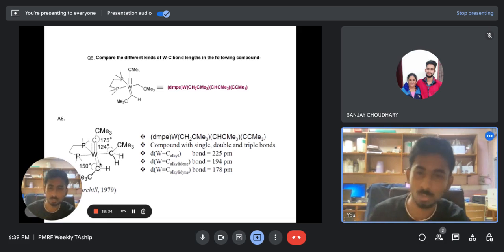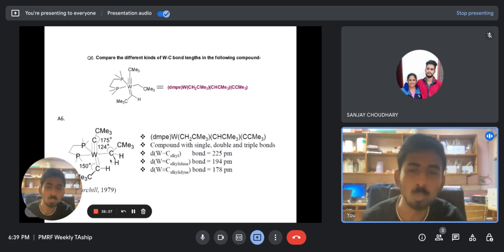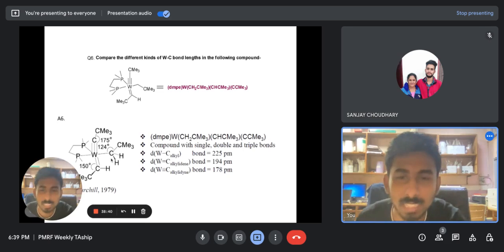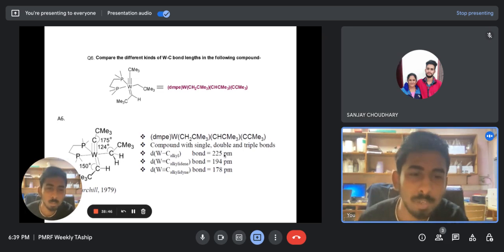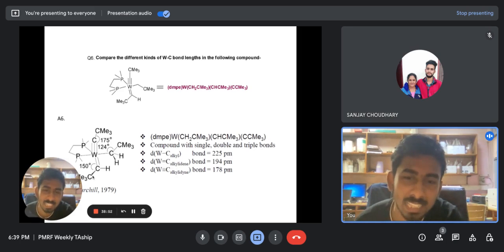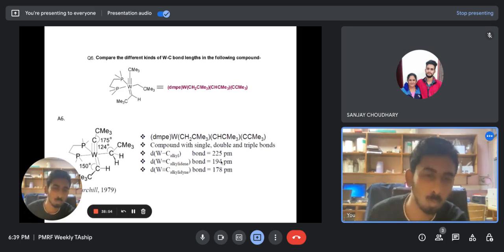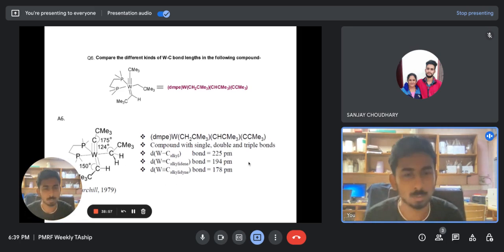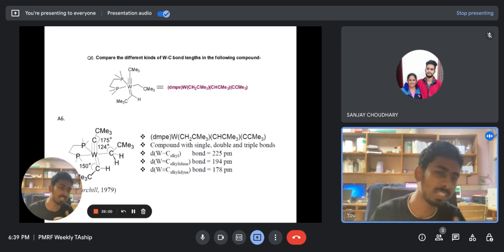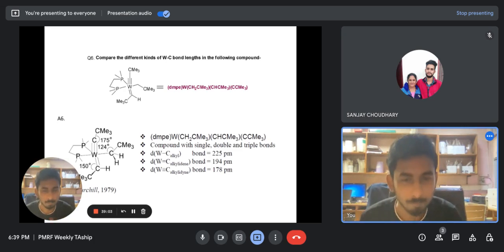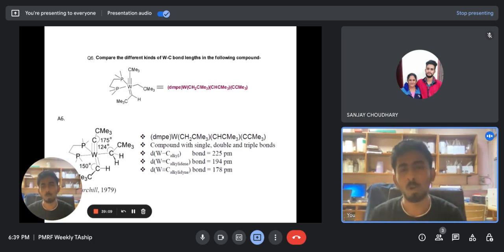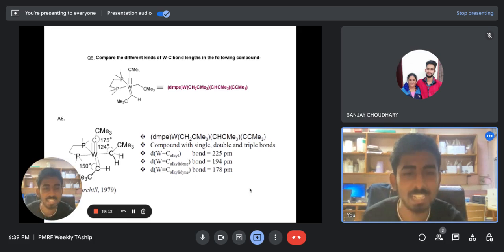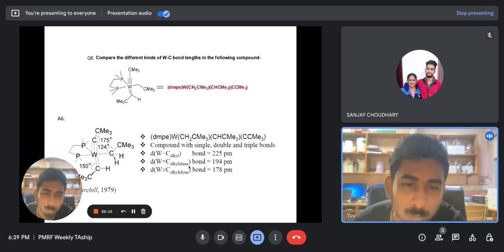In this case, the bond is weaker than the previous one, and the bond is weakest in the case of this sp3 attached tungsten atom. So here you can see the W-C alkyl bond has a bond length of 225 picometers. The W-C alkylidene, this sp2 carbon, has a bond length of 194 pm, which is even lower. That's why the bond strength increases, because with the decrease in bond length, the bond strength increases. And in the last case, the tungsten carbon alkylidyne bond length is 178 picometers, which is even lower than the W-C alkylidene bond.